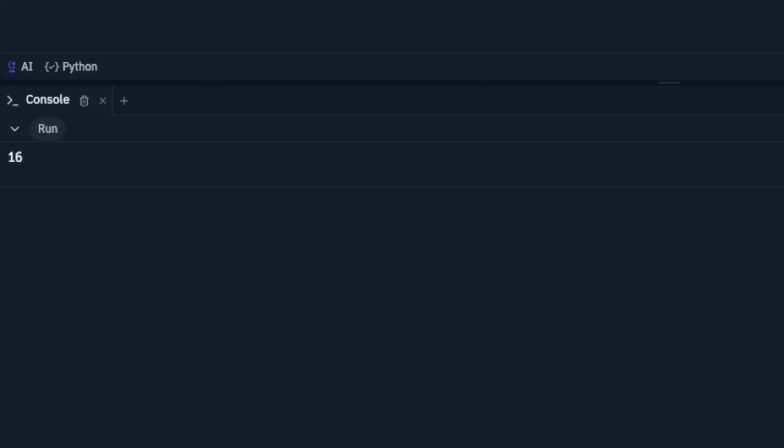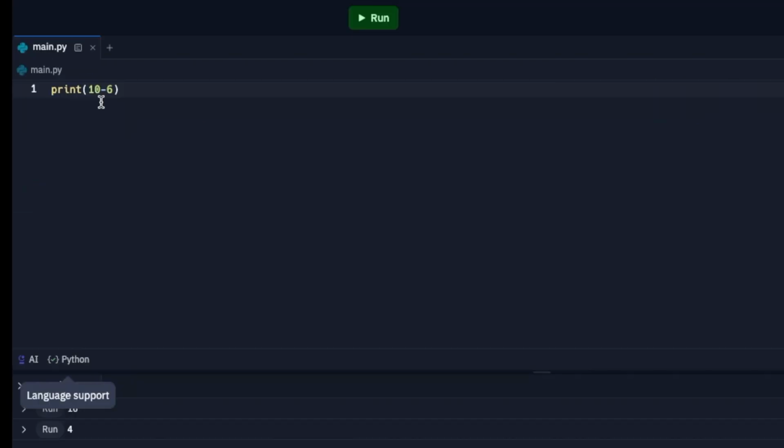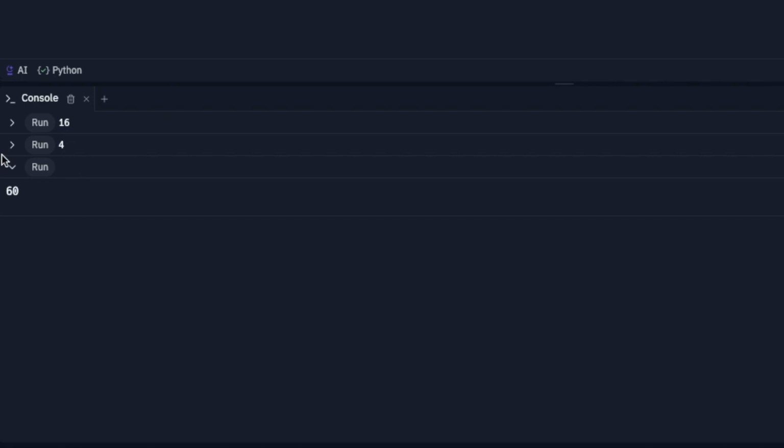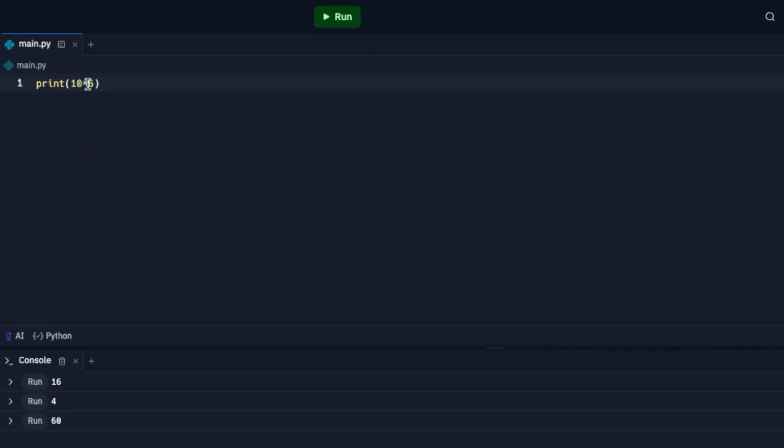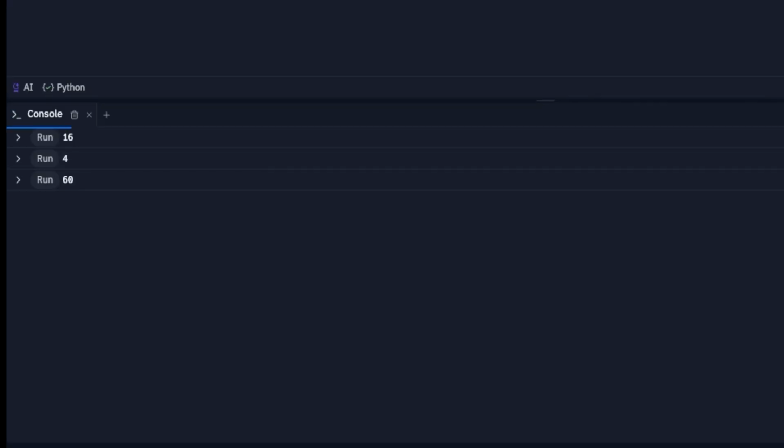Now we're going to do 10 subtract 6. That'll be 4. Now we're going to move on to multiplication, which is represented with an asterisk. And there's also another kind of multiplication operator, which you have 2 asterisks for. This basically means it's 10 to the power of 6. So that will be like 1 million.